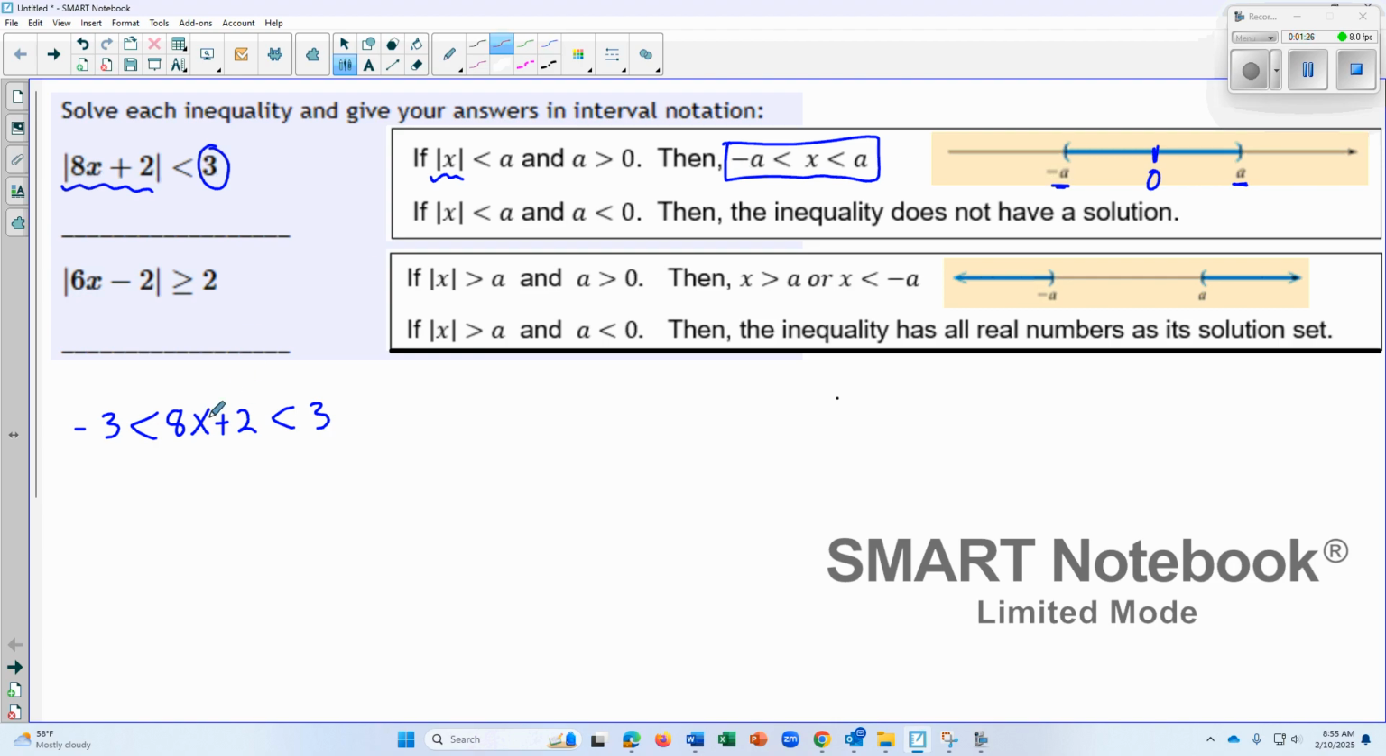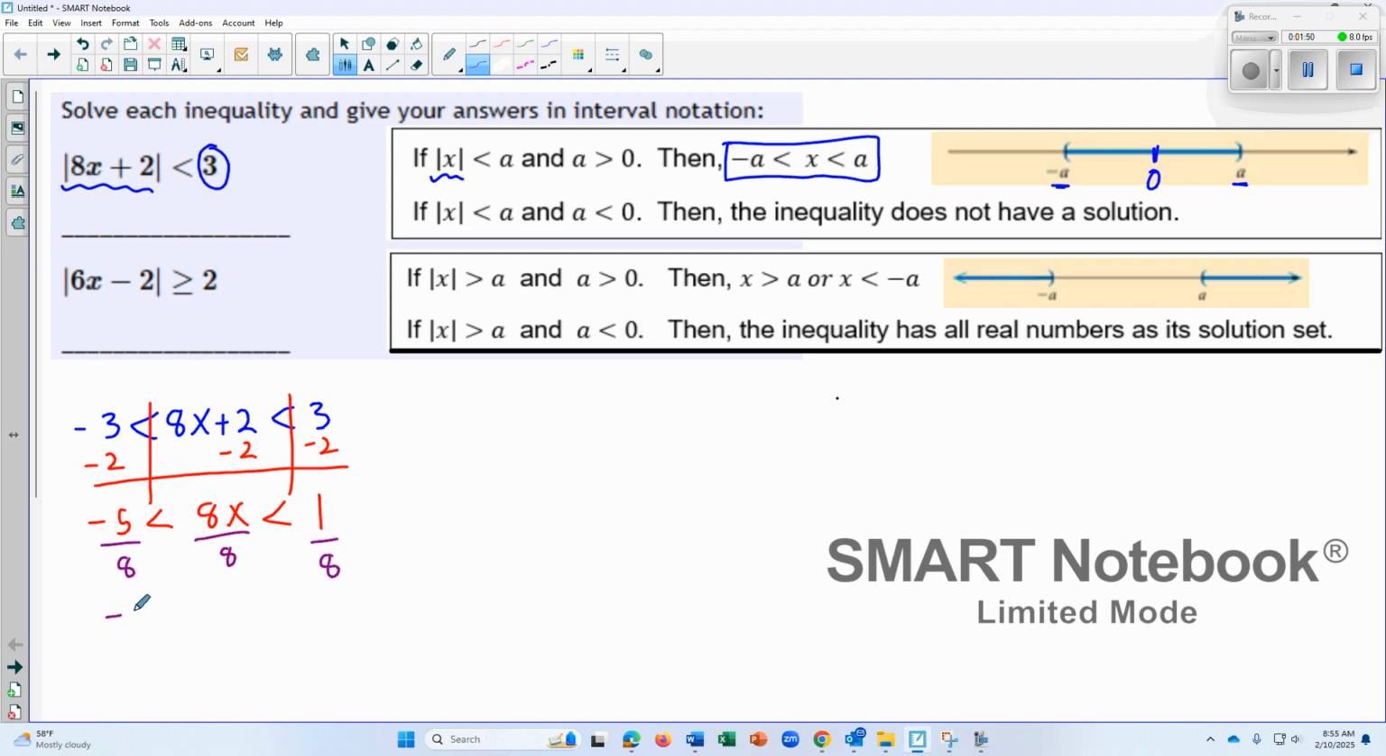From here, once you get to this point, just don't overthink it. Solve this. So we have our compound inequality. So we'll subtract 2 everywhere to get started. And then let's see. So we'll have -5 is less than 8x, which is then less than 1. And then we'll go ahead and divide everything by 8. And that'll be our solution for the first one.